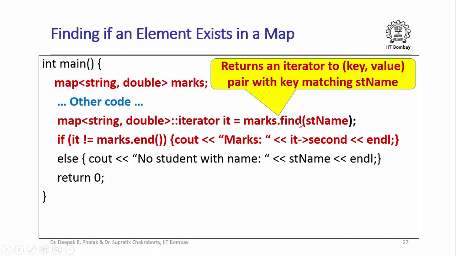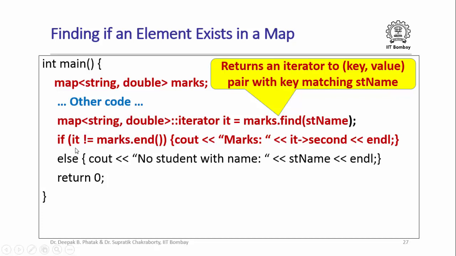So here is another member function called find, and if I say marks.find(stname), it will actually return me an iterator, which is an abstract pointer to the key value pair with key matching stname. Of course, this is only if there existed a key value pair with key matching stname. If there did not exist one, it will return me marks.end, which, if you recall, is an iterator or an abstract pointer that points to the element beyond the last element in the collection of key value pairs.